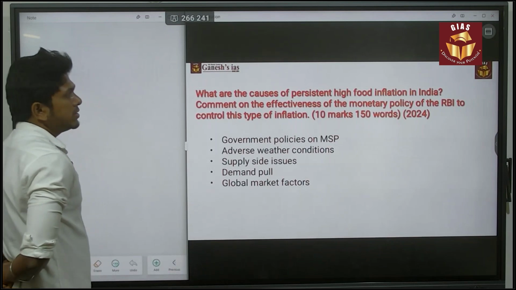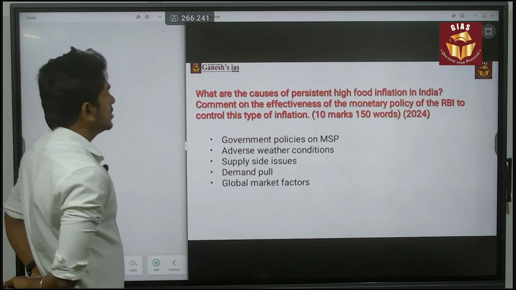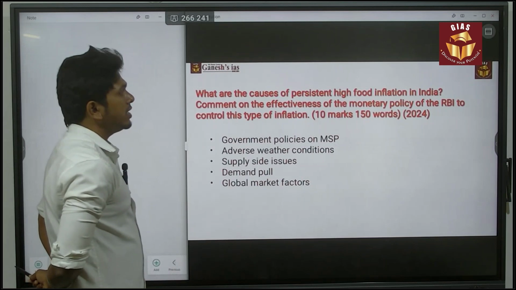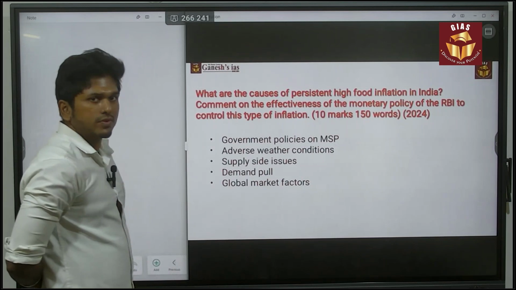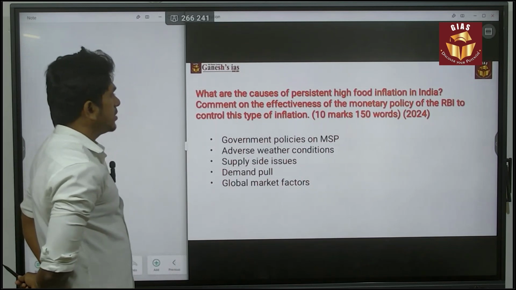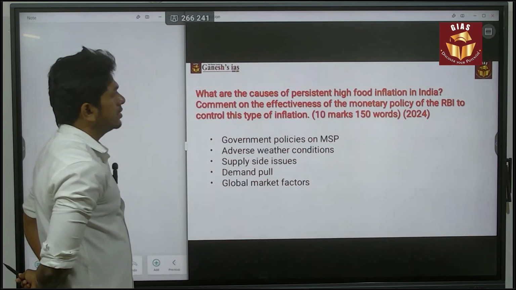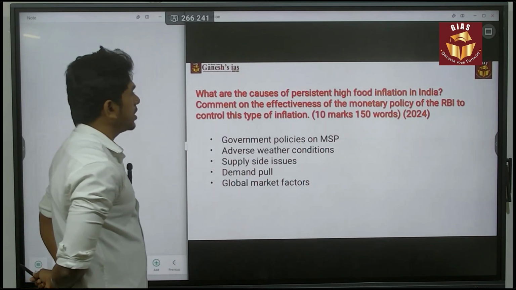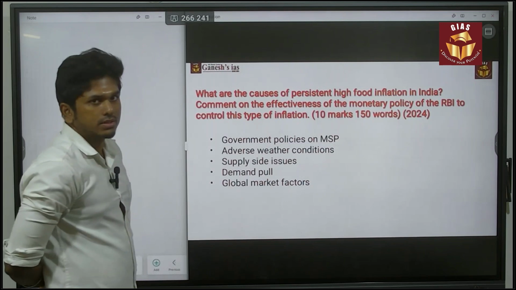The question is related to inflation. What are the causes of persistent high food inflation in India? This is the first part of the question. The second part is: comment on the effectiveness of the monetary policy of the RBI to control this type of inflation.